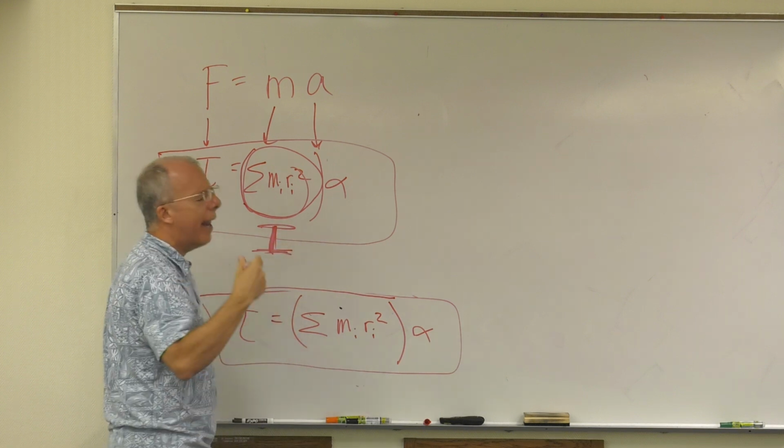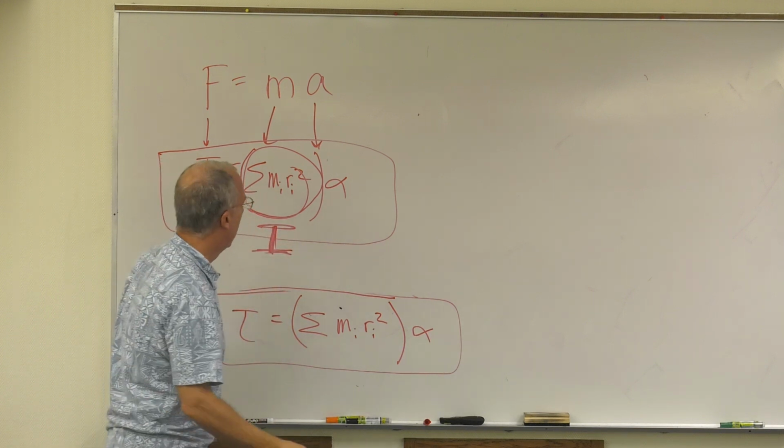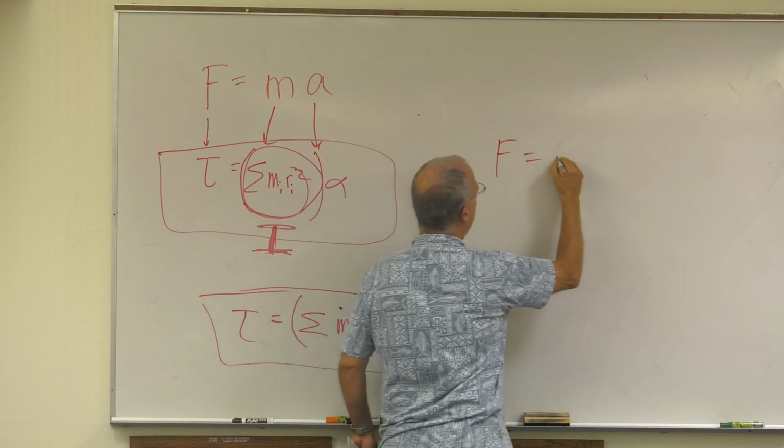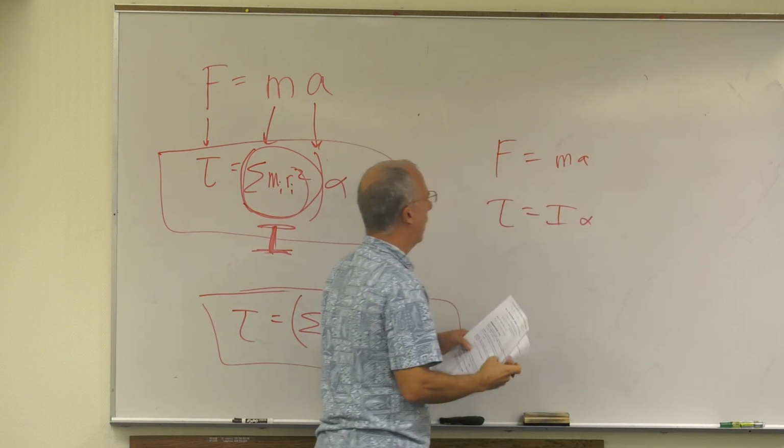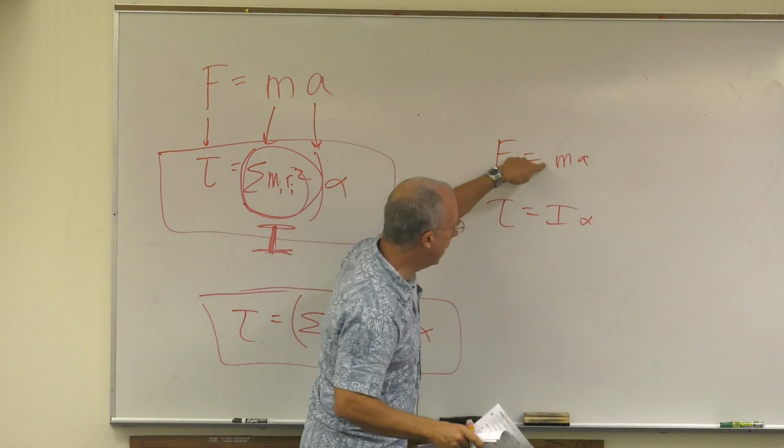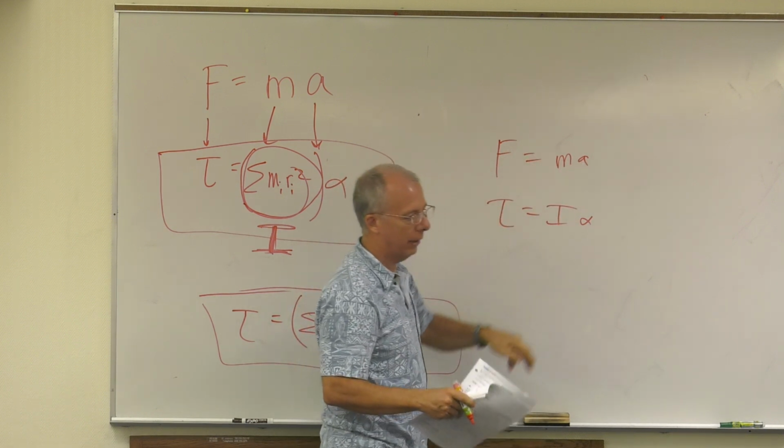And it's called the rotational inertia. So basically, this is what we have. We have F equals ma. Then we have torque equals I alpha. So force becomes torque, m becomes I, a becomes alpha.